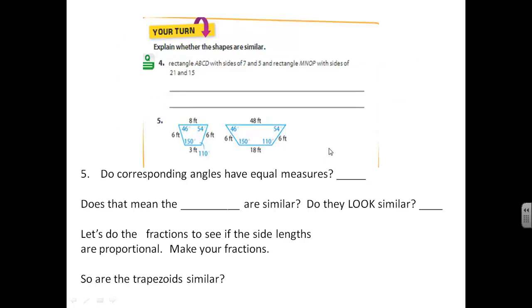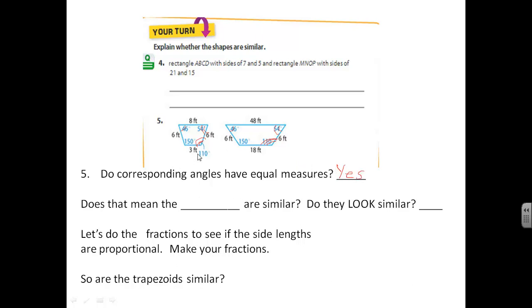Now let's go on to number 4 and look at the trapezoids. Do the corresponding angles have equal measures? So look at this. Look at the small one. So 46 and 46, those match up. 54 and 54, those match up. 110 and 110, those match up. And I don't have room for 4, but 150 and 150, those match up. So yeah, they do.